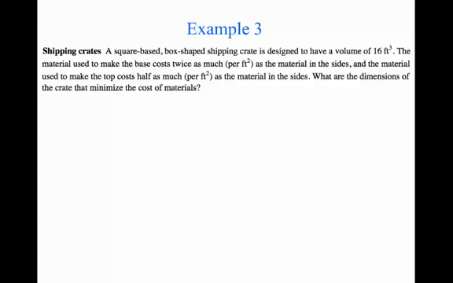Okay, so the homework is problems more like this, harder problems, okay? They're harder. So I want to at least start and do as much of this as I can, okay? So, shipping crate. A square base, box shape shipping crate is designed to have a volume of 16 feet cubed. The material used to make the base costs twice as much as the material on the sides, and the material used to make the top is half as much as the material on the sides. What are the dimensions of the crate that minimize the cost? So if we orient ourselves to this problem, we want to draw a picture first, understand what's going on.